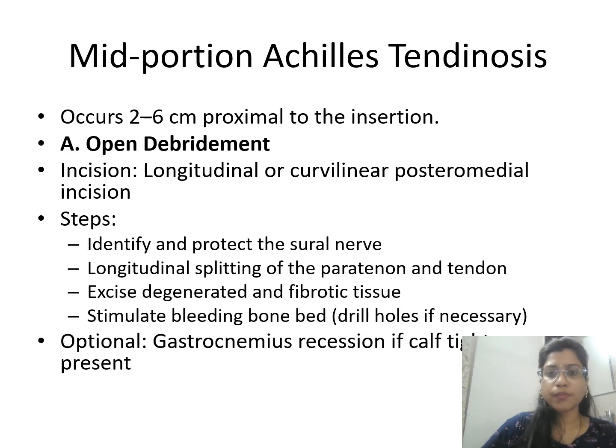First, coming to the mid portion Achilles tendinosis. It usually occurs 2 to 6 centimeters proximal to the insertion. So how do you manage? The first option is open debridement.